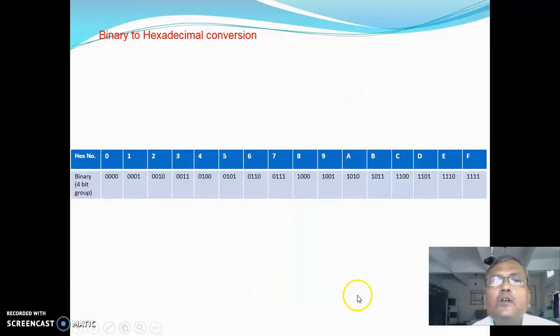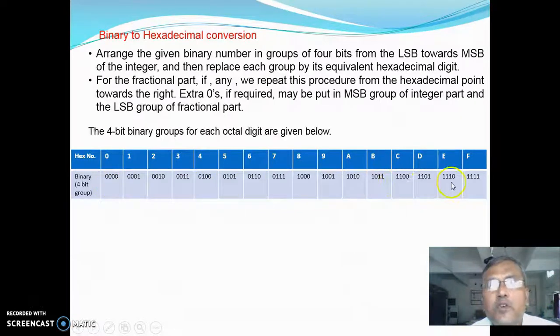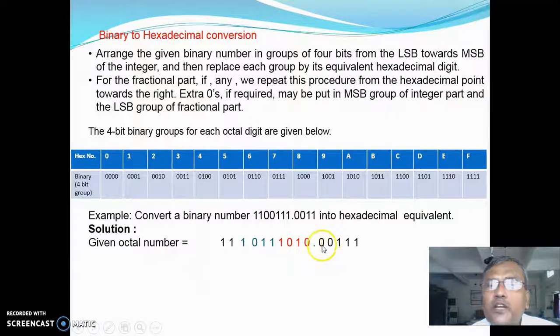Then we consider the binary to hexadecimal conversion. Again here the maximum hexadecimal digit is F, corresponding to 15, and its conversion in binary is 4 ones, that is 1111. Hence we form the group of 4 bits here. For example, if you consider the number 1100111.0011 and convert into hexadecimal here. So we write down the given binary number.